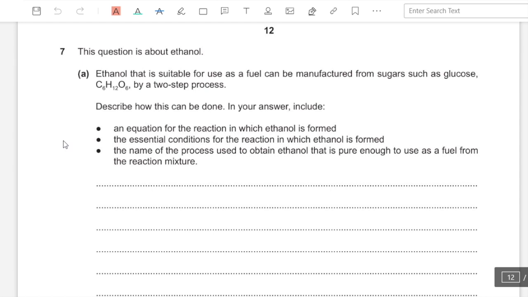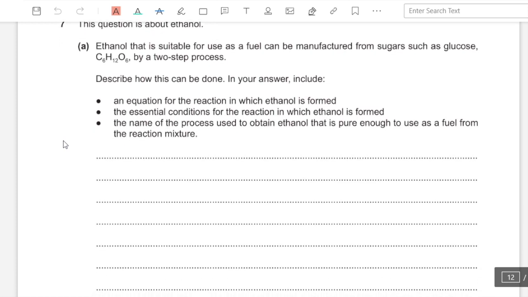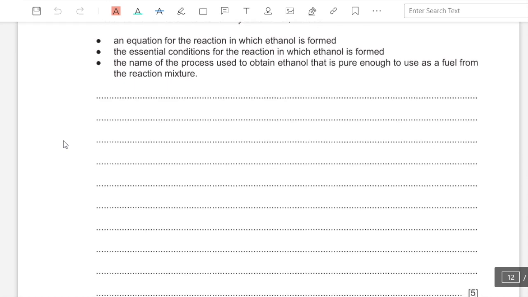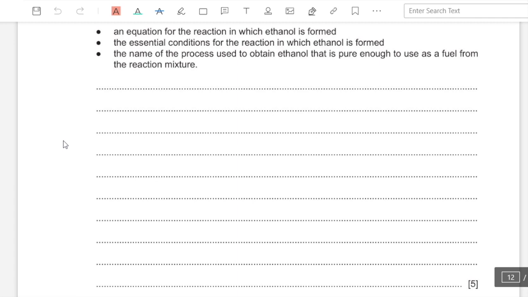Question number 7. This question is about ethanol. Ethanol that is suitable for use as a fuel can be manufactured from sugars such as glucose, C6H12O6, by a two-step process. Describe how this can be done. In your answer, include an equation for the reaction in which ethanol is formed. The second bullet asks the essential conditions for the reaction in which ethanol is formed. And the last one is the name of the process used to obtain ethanol that is pure enough to be used as a fuel from the reaction mixture.